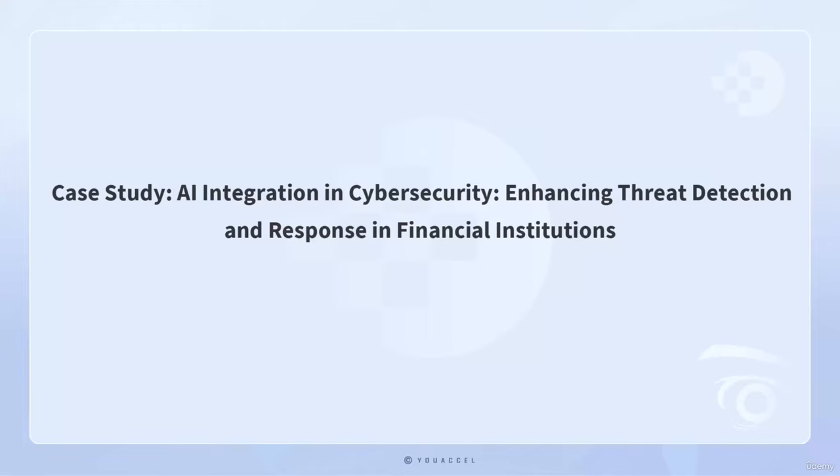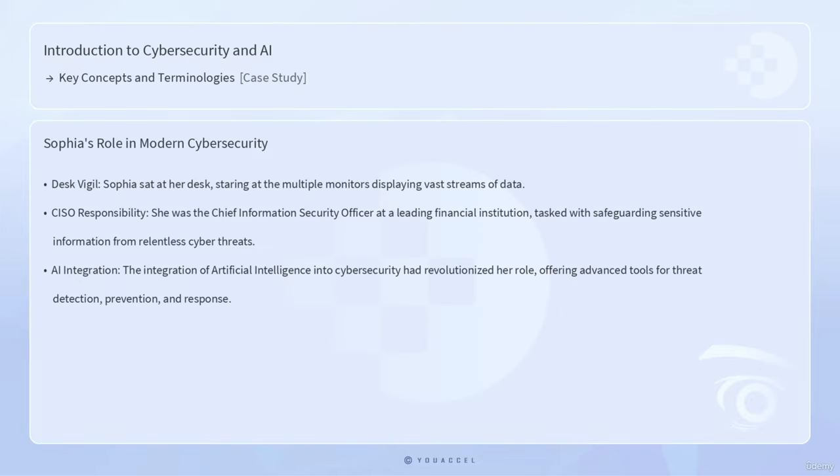Case study: AI integration in cybersecurity, enhancing threat detection and response in financial institutions. Sophia sat at her desk, staring at the multiple monitors displaying vast streams of data. She was the Chief Information Security Officer at a leading financial institution, tasked with safeguarding sensitive information from relentless cyber threats. The integration of artificial intelligence into cybersecurity had revolutionized her role, offering advanced tools for threat detection, prevention, and response.